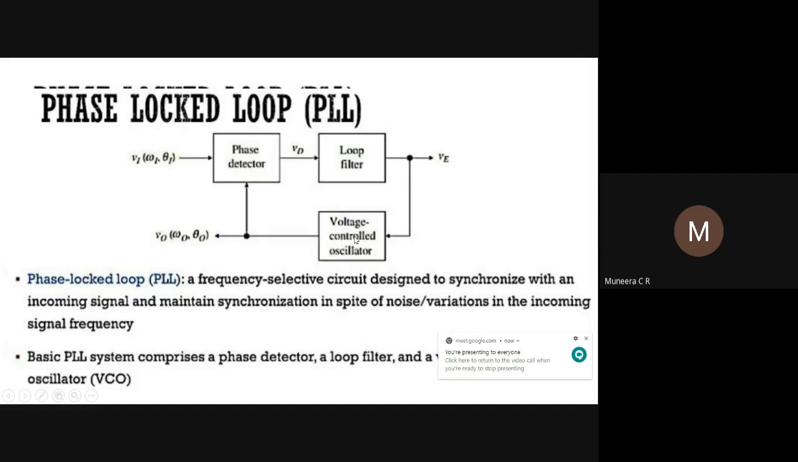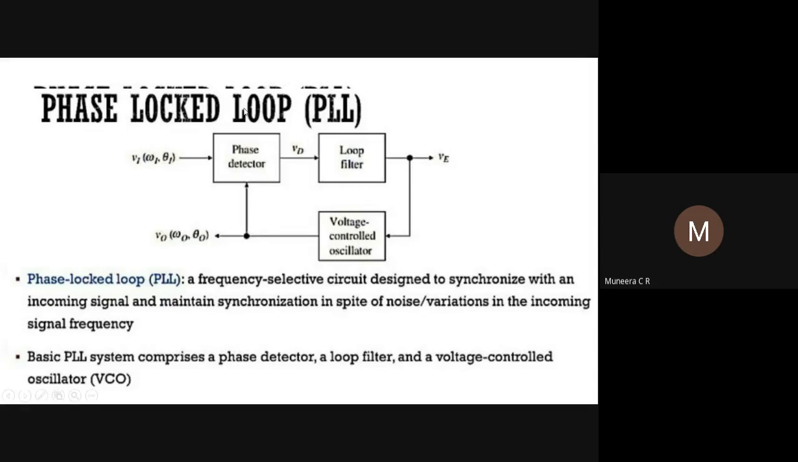This is the PLL, and it consists of a phase detector, a VCO, and a loop filter. Phase detector means there is an incoming signal with a phase of theta I, while the VCO has a phase of theta 0. The phase detector detects the phase difference between theta I and theta 0 and produces a DC signal as well as some more frequencies, that is, the sum and difference frequencies.